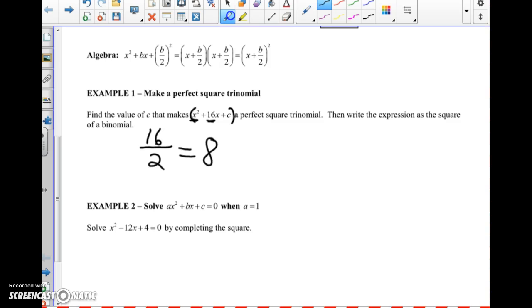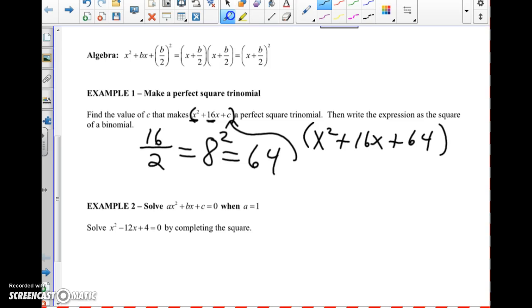And now you square it. How much is 8 squared? And that's what you put in there. That's how you work. It's very simple to do this. All right, now let's write this down. You would then have what? X squared plus 16x plus 64. Okay, that's who's living in the hood.